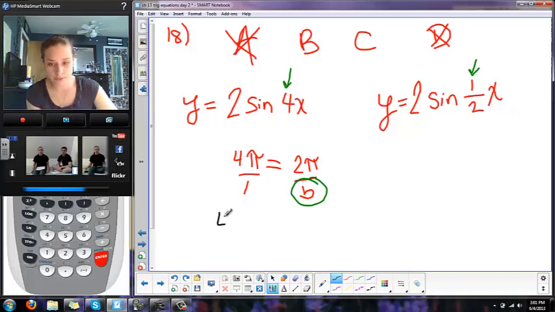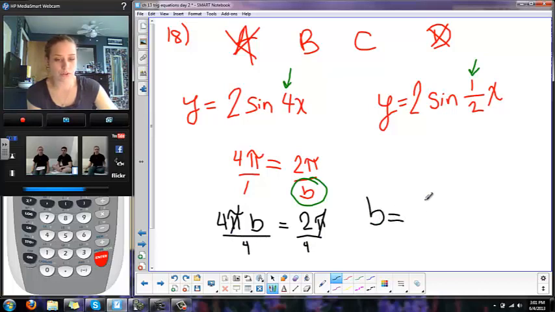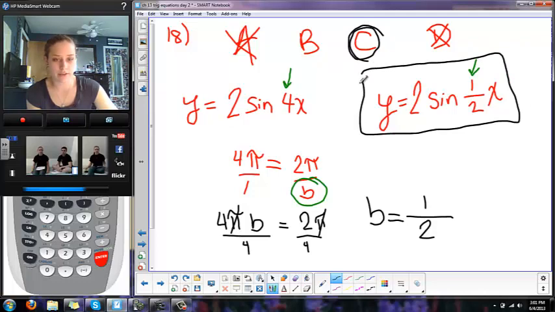So this is 4 pi times b is equal to 2 pi. They both have pi symbols, so I can get rid of that. So 4b is equal to 2. I can divide by 4. B is equal to 2 over 4, which is also equal to 1/2. So that means that choice C is the correct answer. This is my equation. Y is equal to 2 sine of 1/2 x.